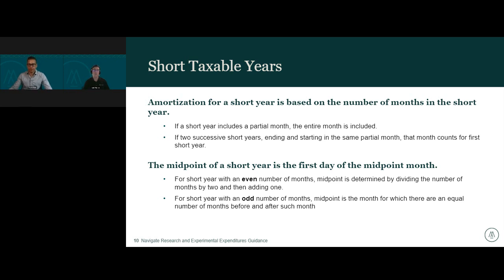The midpoint for a short taxable year with an odd number of months is the month where there's an equal number of months before and after such month. So I know a lot of this is wordy language, but it's fairly straightforward once we go through an example in a moment. But in illustrating the odd number of months, an example would be for a short year with 7 months, the midpoint month is the 4th month, since there would be 3 months before and 3 months after. And that 60 or 180 month amortization period would begin at that determined midpoint.